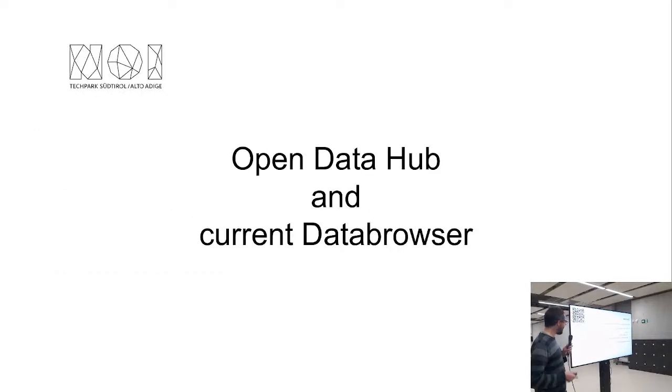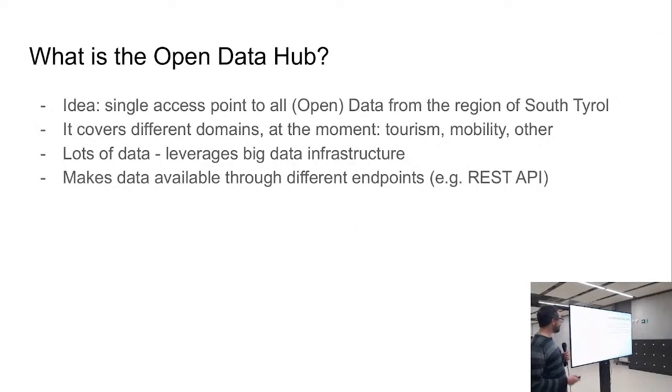So let's start. First, we come to the Open Data Hub and its current data browser. So what is the Open Data Hub? The idea behind it is quite simple: to have a single access point to all open data from the region of South Tyrol. I think this is a really nice idea. If you have data that you want to share with others, you can push it to the Open Data Hub, or tell the people there that you want to push it. Maybe that's the first step.